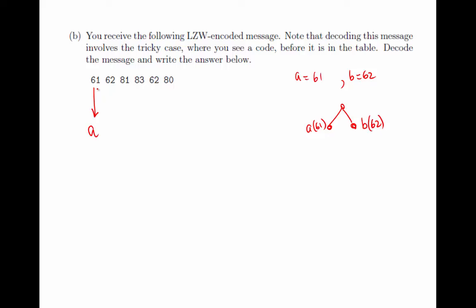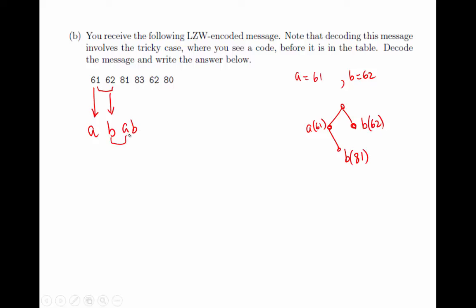That would be A. I look up and I can add AB to the table. So AB to the table would be 81. That's the next available code. So that's added. And then I look at the 62, which is in the table, which is a B. I look up and I will add 81. 81 is also in the symbol table, so I know 81 is AB.